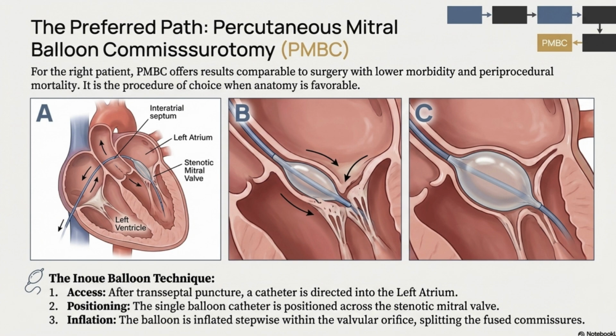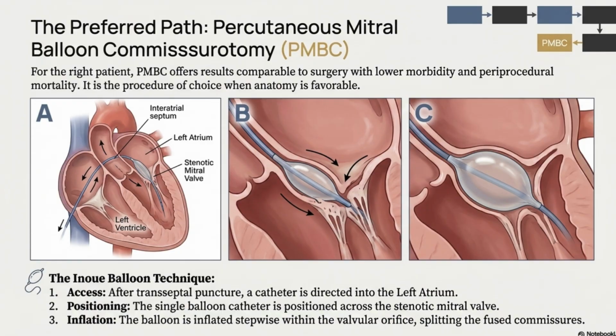How does that work? PMBC is a catheter-based procedure, no big incision. A catheter is advanced from the groin vein up to the heart. Then, through a transseptal puncture piercing the wall between the atria, it enters the left atrium. The catheter is maneuvered across the stenotic valve, and a special balloon is inflated, stepwise, in the orifice. The goal is to mechanically split those fused commissures. It sounds like a great solution, but it's not for everyone. What is the ideal candidate profile?